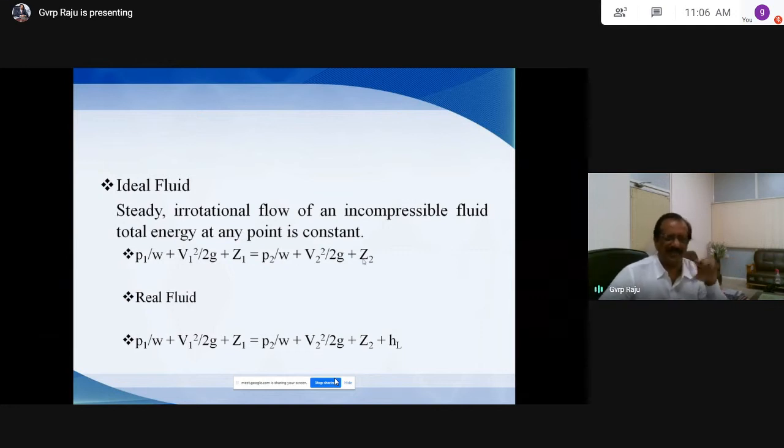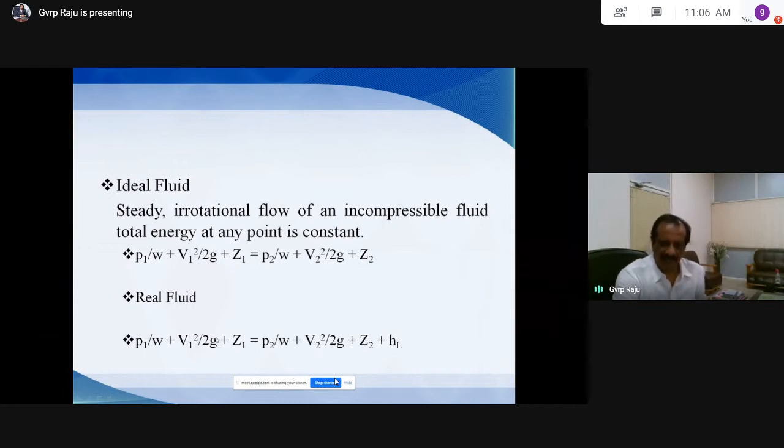This equation is for ideal fluid because we have not considered losses here. And the other one is real fluid. Real fluid, as you know, is a practical fluid. You need to consider the losses. So it is P1 by W plus V1 square by 2G plus Z1 is equal to P2 by W plus V2 square by 2G plus Z2 plus HL. So what is HL? HL is the loss of head.